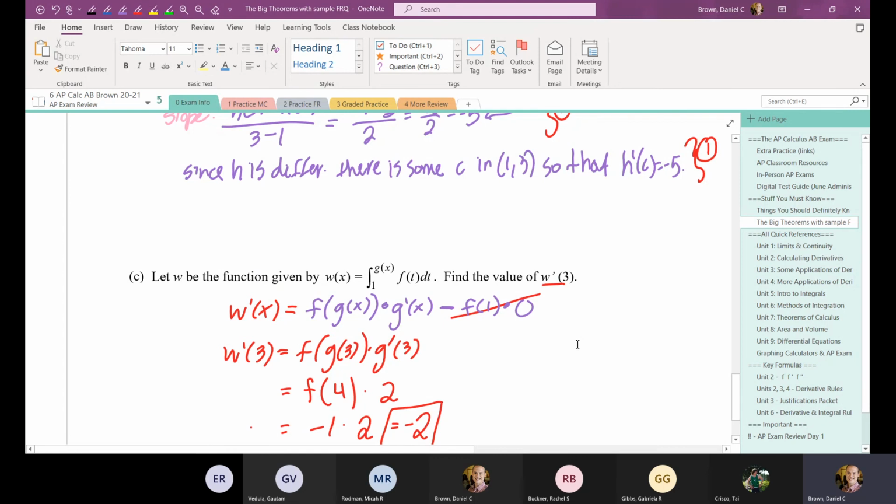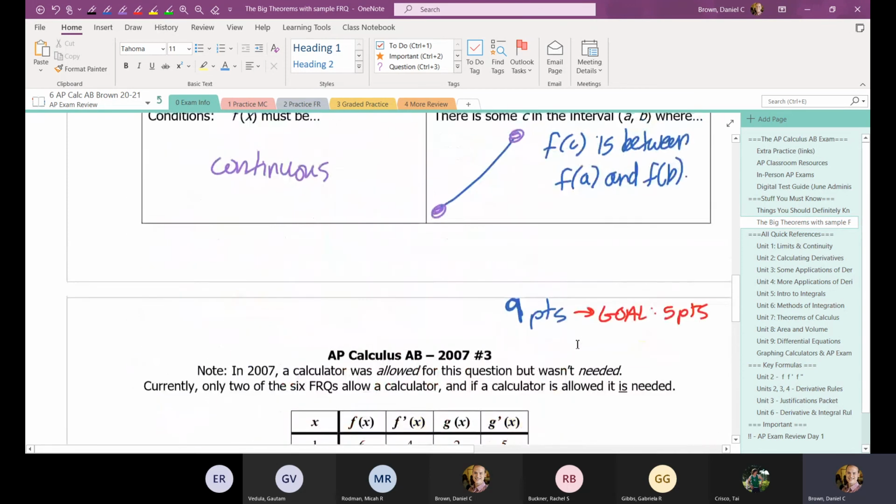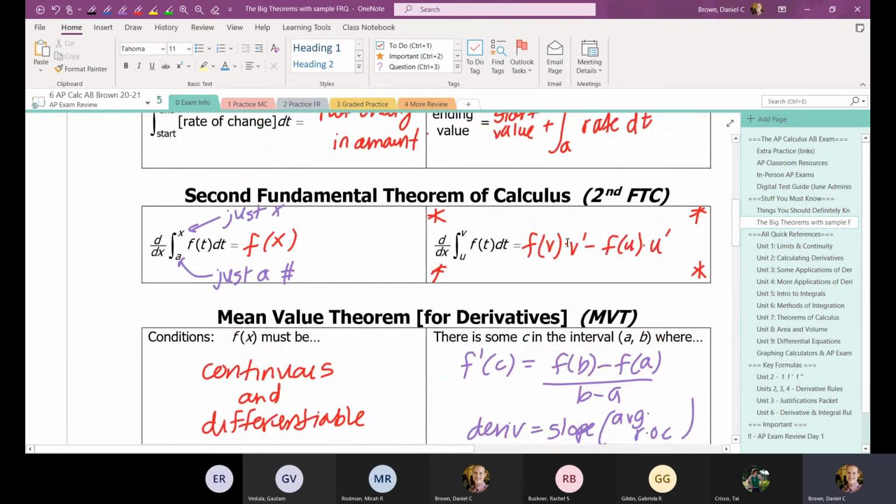Yes, Ronnie. When you did the multiplication by g prime, that wasn't the chain rule? It is a chain rule, but it shows up in the formula. That is the chain rule within the second fundamental theorem. That's where we plug in the inside. That's the times g prime in the formula.